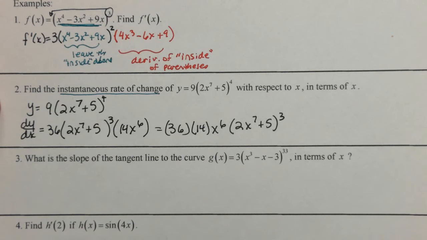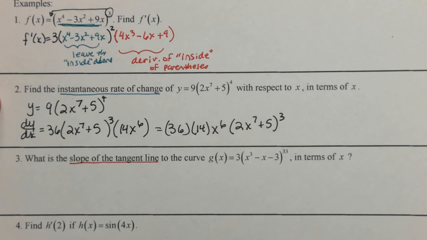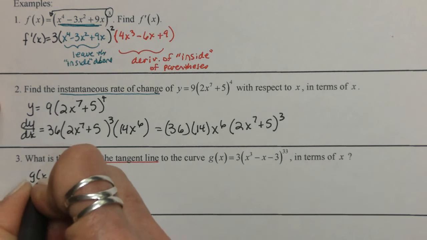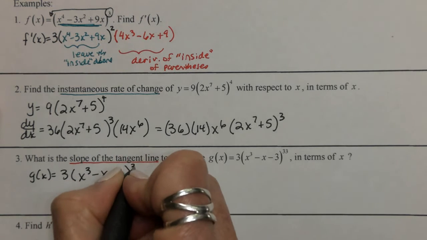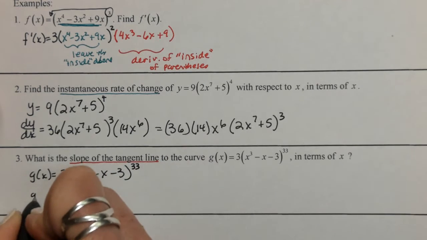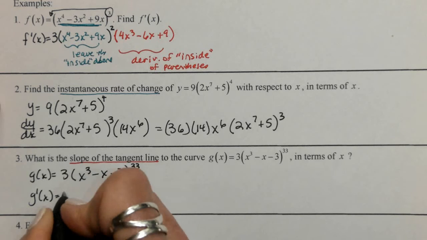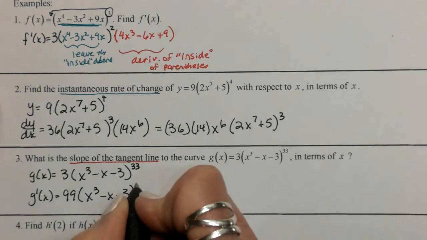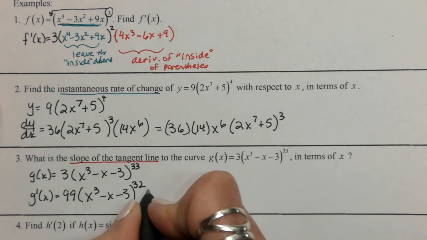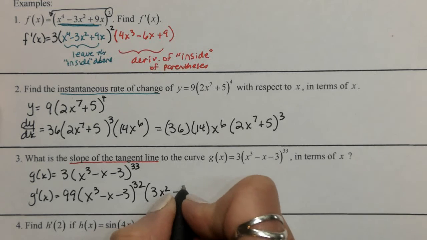Number 3, what is the slope of the tangent line? That's another way to say what is the derivative to this curve in terms of x. Okay, so here's our g of x. Copy this down. All right, g prime of x is equal to power times any coefficient. It's going to be 99. Keep your inside, decrease your power by 1, multiply by the derivative of the inside. 3x squared minus 1, and you're done.